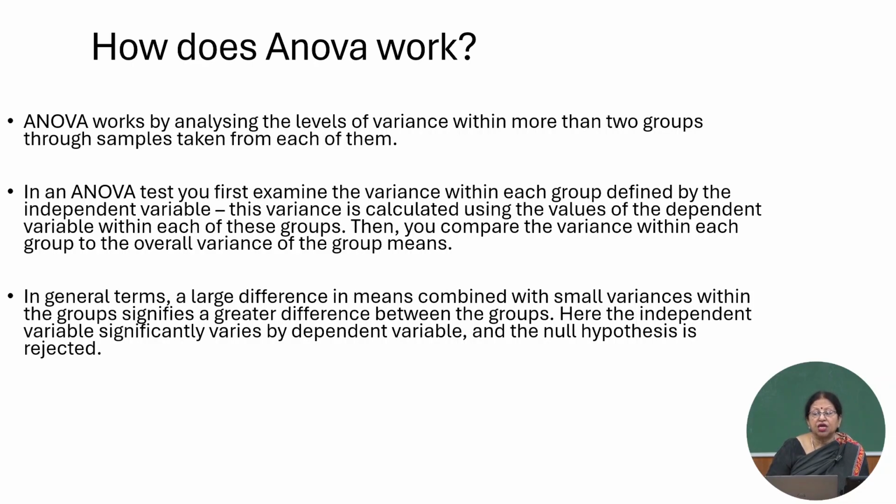In general terms, a large difference in means combined with small variances within the group signifies a greater difference between the groups. Here, the independent variable significantly varies by dependent variable, thus the null hypothesis is rejected. So one or the other overpowers, and then the null hypothesis, or H0, is not valid here. It has to have an alternate hypothesis, which is H1 or HA.